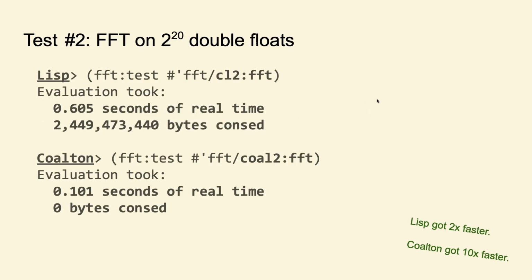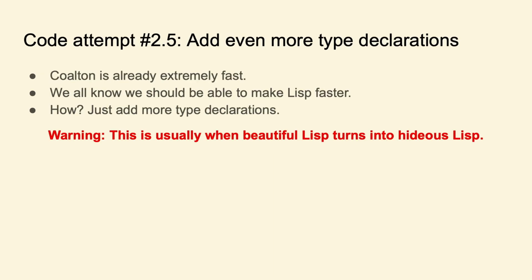Now when we run it, however, Lisp gets twice as fast, as we expect. This is in SBCL specifically. Coalton, on the other hand, gets 10 times faster. We get down to 0.1 seconds, no bytes consed. Lisp is still consing up 2 gigabytes in this case. So any Lisper knows, especially if we know Coalton is being compiled to Lisp because it's a macro, surely the Lisp must be able to get faster. Of course it must be able to.